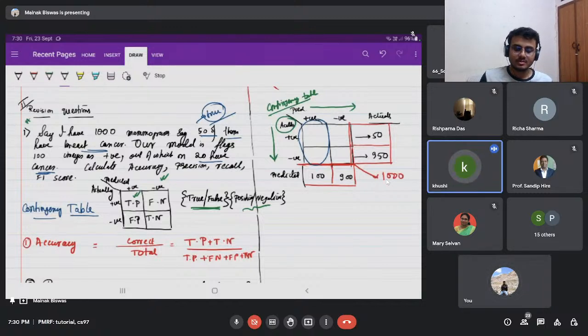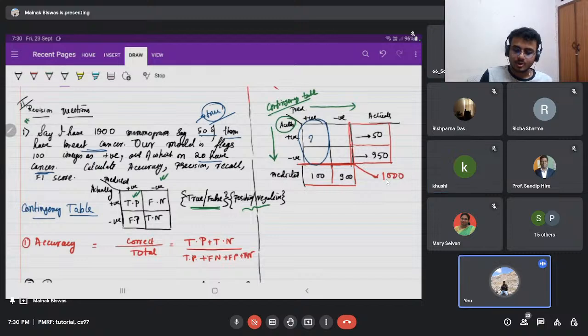In the first one, correct. So I can put 20 here, because it says that 20 of them have cancer out of 50, which is a true positive. Yes, so it's a true positive case. So what will be the amount of false positives that it is saying? 30. 30. Very good.